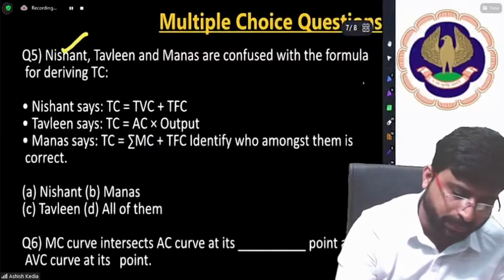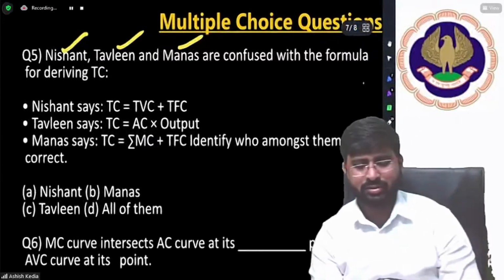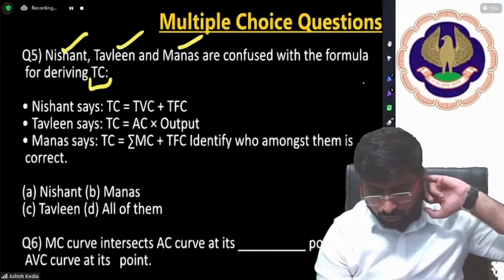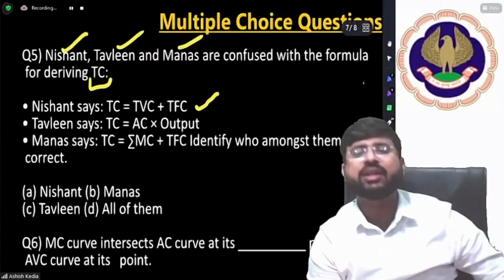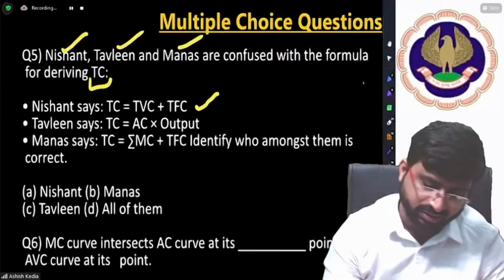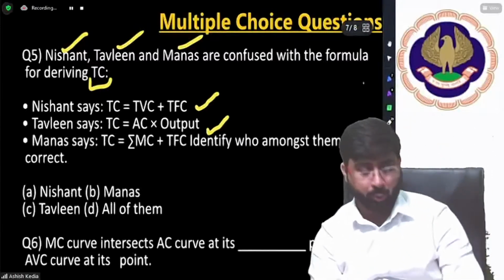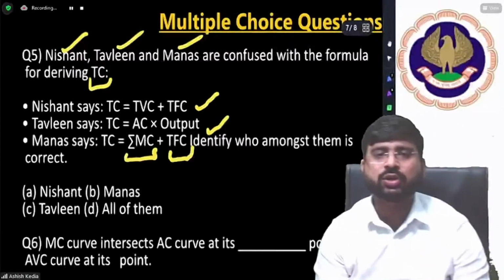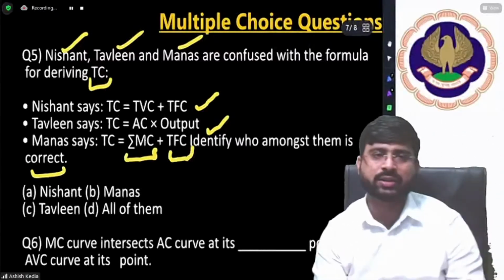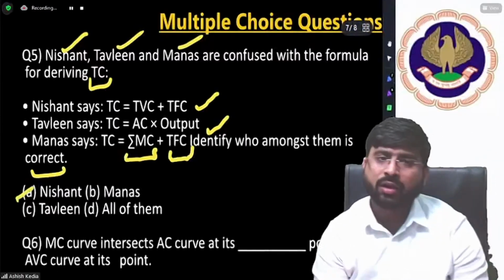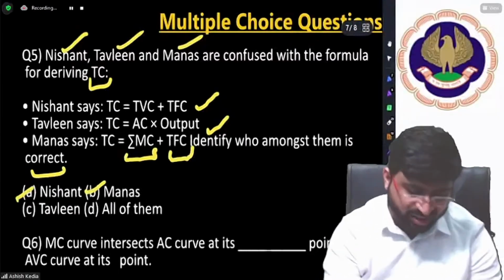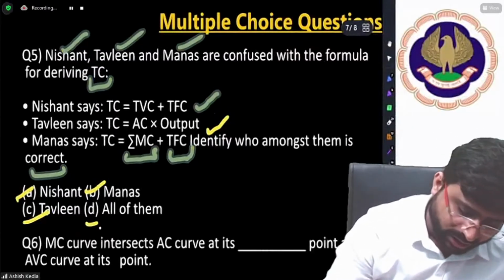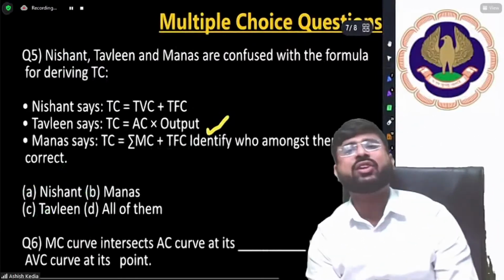Okay, so there are these three people, Nishant, Tavleen and Manas. They are confused with the formula for deriving total cost. Like, what will be the formula for total cost? Nishant is saying it will be TFC plus TVC. Tavleen is saying no, it will be AC into output. Manas says no, it is sum total of marginal cost plus total fixed cost. Identify who amongst them is correct. A, is it Nishant? B, Manas? C, Tavleen? Or is it all of them? What do you think, my dear friends, is the correct answer?